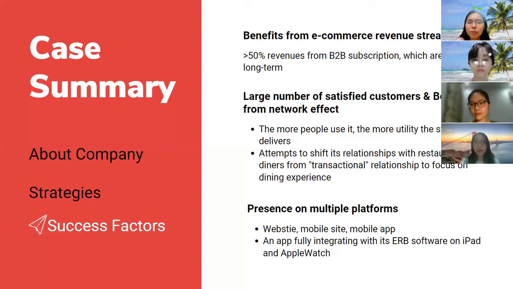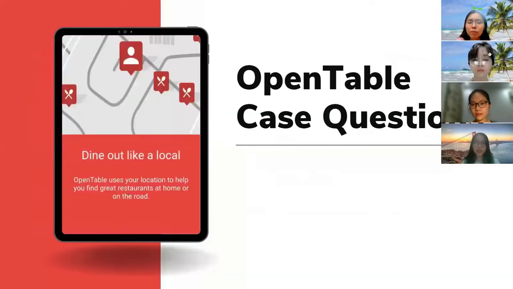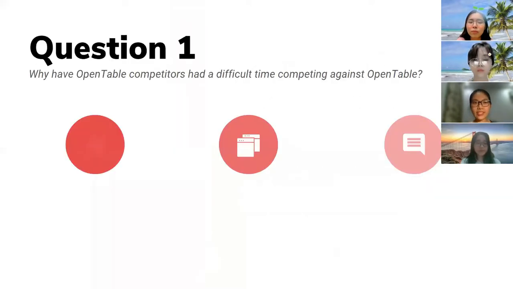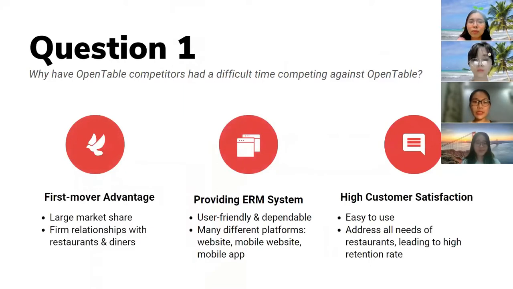Next, we will have answers to some case questions in the textbook. Okay, so let's move to the first two questions. Question one: why have OpenTable competitors had a difficult time competing against OpenTable? We have come up with three reasons. The first reason is the first mover advantage.